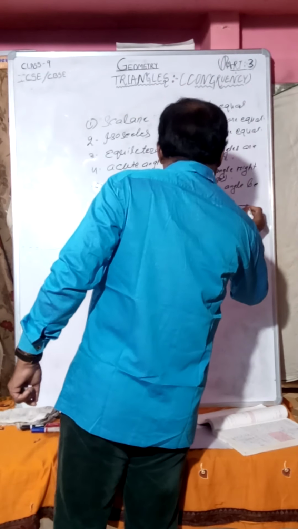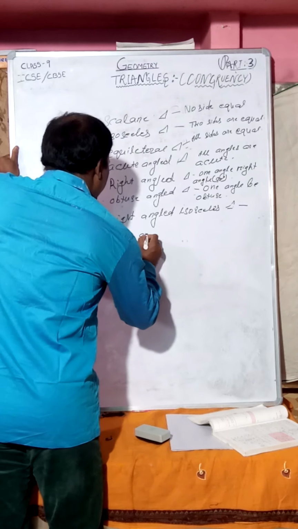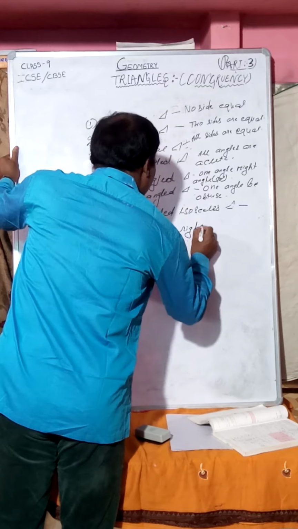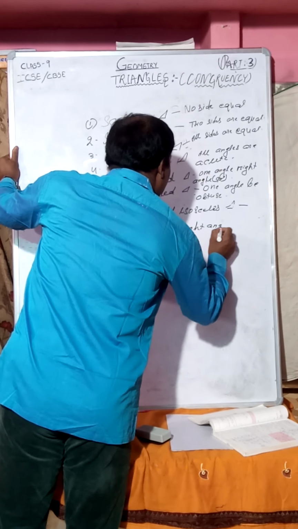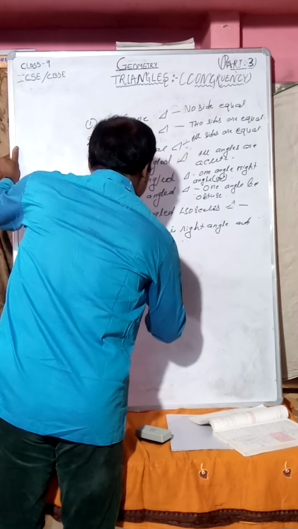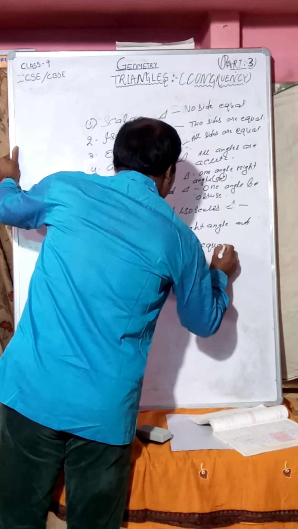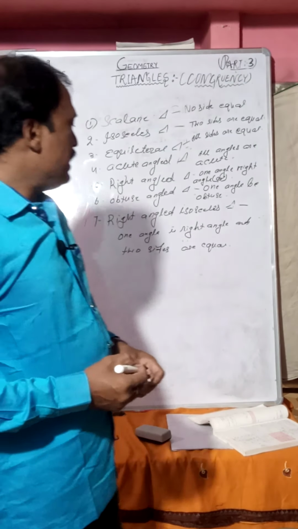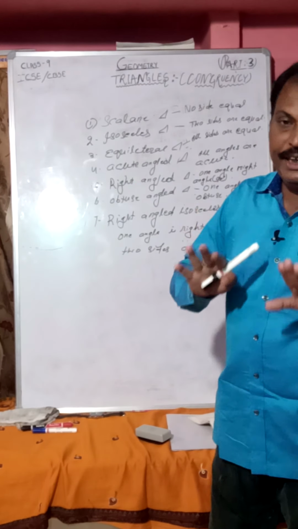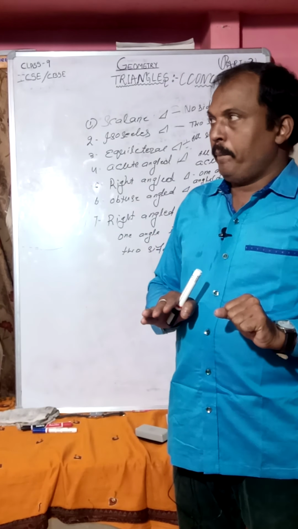Then right angle isosceles triangle: one angle is right angle and two sides are equal. Very easy to understand and very easy to remember.